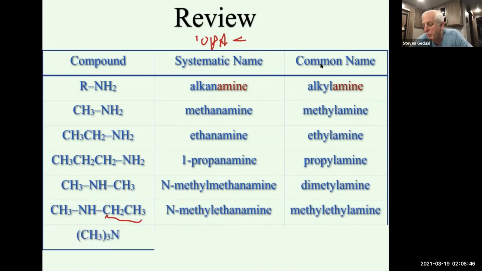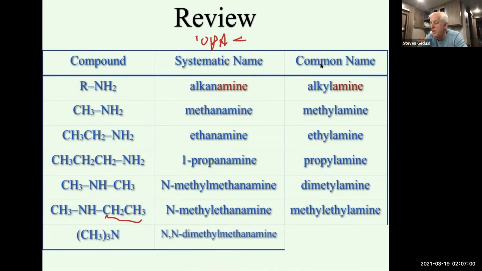An amine, a nitrogen with 3 methyl groups attached to it. A tertiary amine. The systematic name would be N,N-dimethyl methane amine. Okay, so N,N-dimethyl methane amine. The common name, right, would be trimethyl amine. 3 methyl groups attached to an N. Okay, so that's a real good slide.